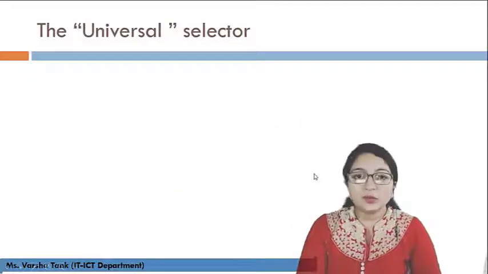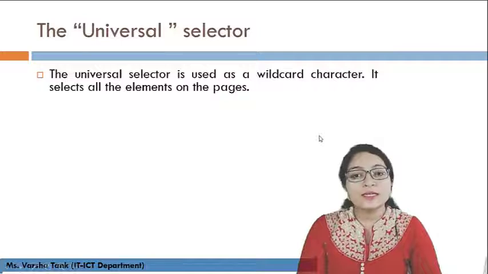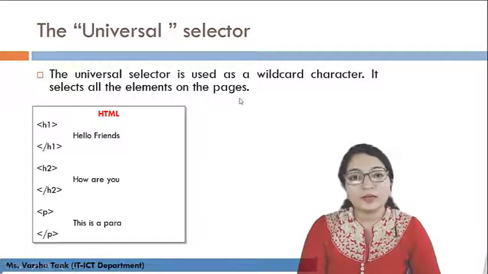Then next one is the universal selector. So universal selector, that means what? Universal selector is used as a wildcard character. It selects all the elements on the pages. Okay, so whatever the content that you have defined on the pages, that will be selected.